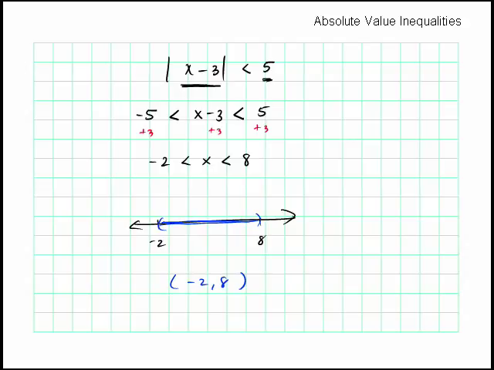Here is one more of these. Absolute value 3x minus 4 is less than or equal to 11. Following the same pattern, 3x minus 4 is between negative 11 and positive 11. This is stuck between that here and the opposite. Now I've got to solve for x, so I've got to add 4 to everything.